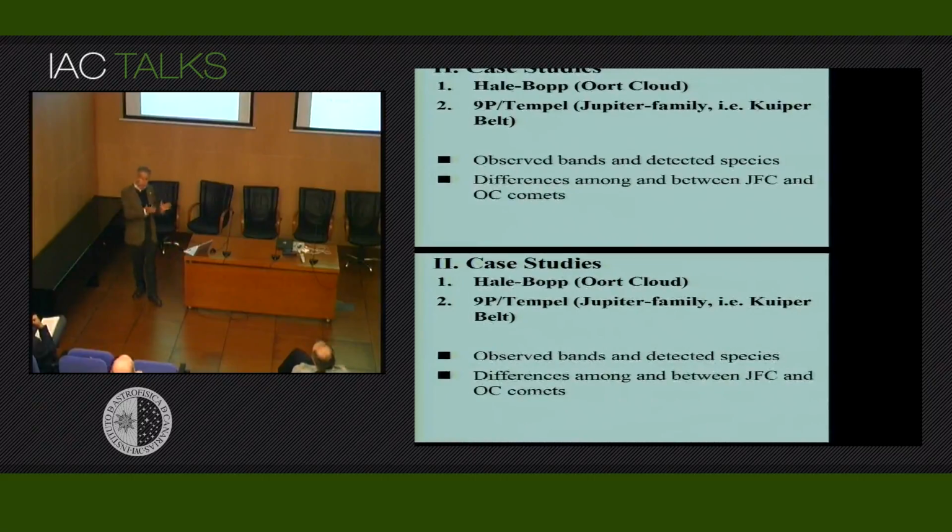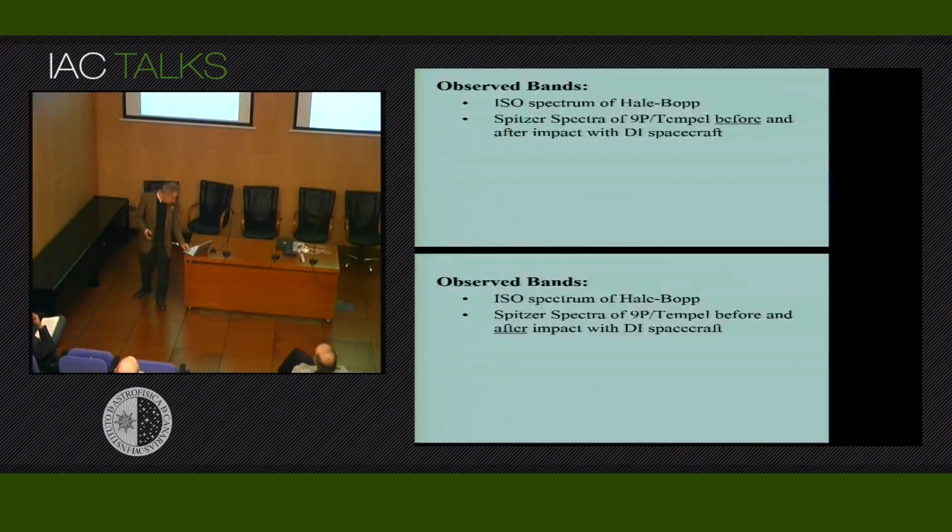So the observed bands. I'm going to show you an ISO, Infrared Space Observatory, spectrum of comet Hale-Bopp, which happened to be bright, and the comet was kind enough to be around when we had an excellent observing platform in orbit. And then I'm going to tell you about the Spitzer spectra of 9P Tempel before and after impact with the spacecraft.